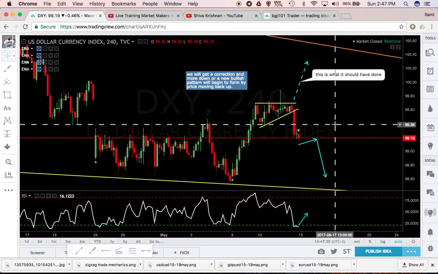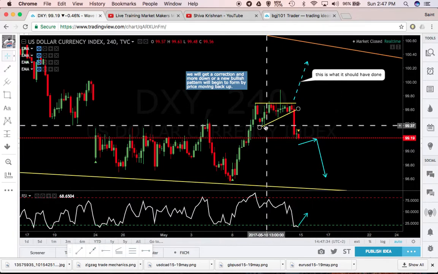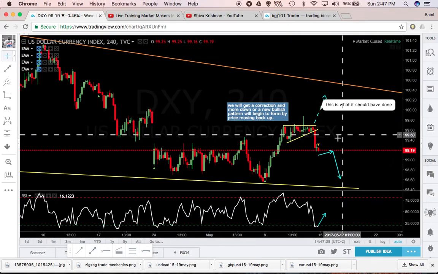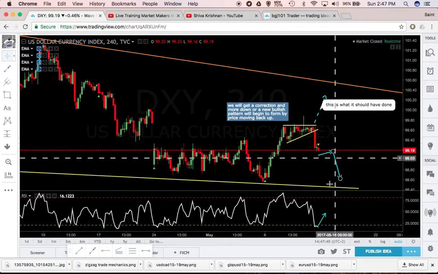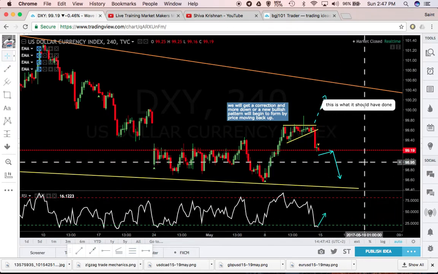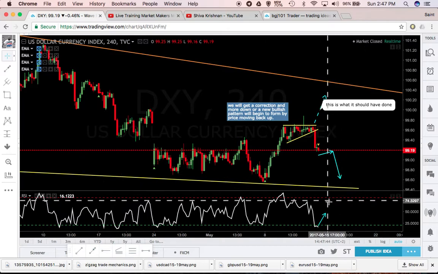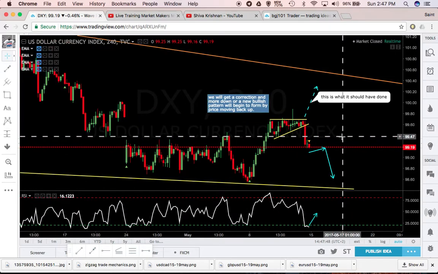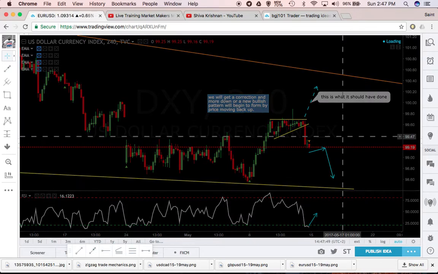It will either give us a continuation pattern and more down, or it will form up and make a new pattern and continue more bullish movement. RSI right now is oversold, so we're definitely going to get an up move this week, and we'll update the pattern as we see it.